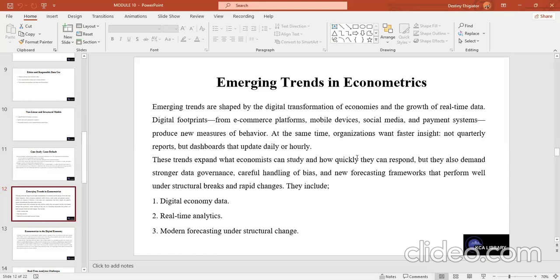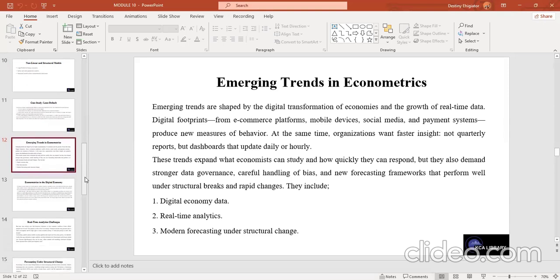But they also demand stronger data governance, careful handling of biases, and new forecasting frameworks that perform well under structural breaks and rapid change. They include one, digital economic data, two, real-time analytics, three, modern forecasting under structural change.